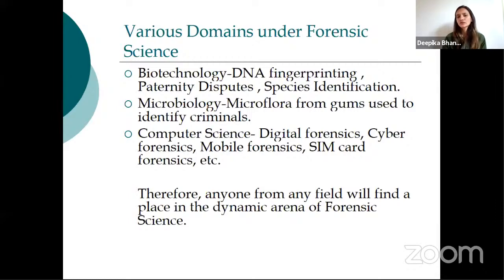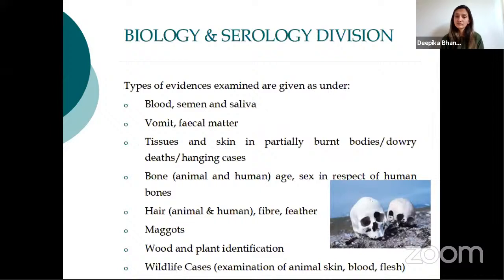Therefore, anyone from any field will find a place in the dynamic arena of forensic science. These are the various divisions, and the types of evidence that come to them are as follows. First is the biology and serology division. I'm talking about any forensic lab in general, so that you don't miss out on anything in your future.